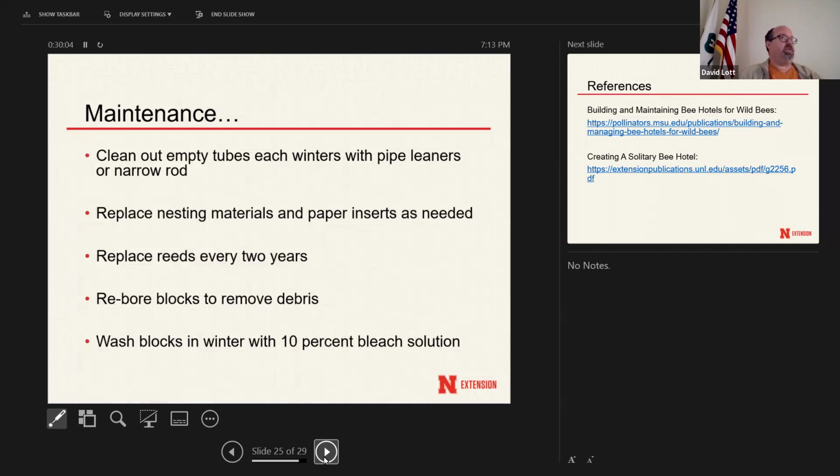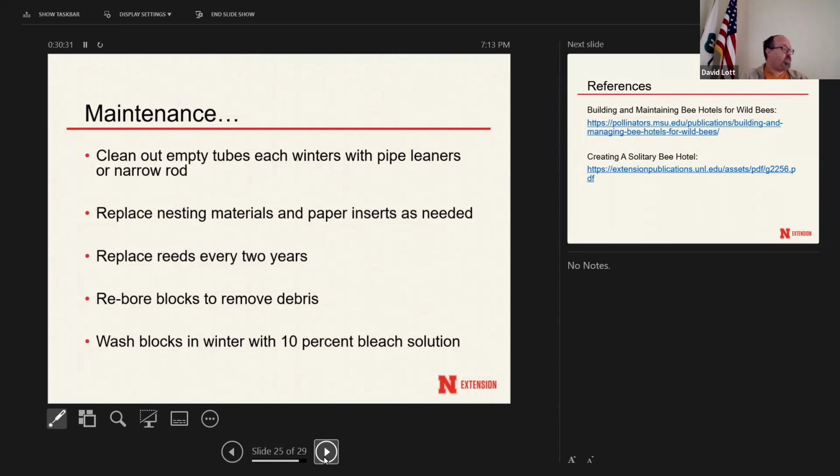Replace your nesting materials. So if the nesting materials like fallen leaves and the pine needles, for example, dissipate over time, you need to replenish it. But it's always good to replace that. Reeds need to be replaced every 2 years, your stems. And by 2 years' time, they've really aged and broken apart and aren't in great shape. The bamboo, your bamboo reeds or your plant stems, they break down that fast?